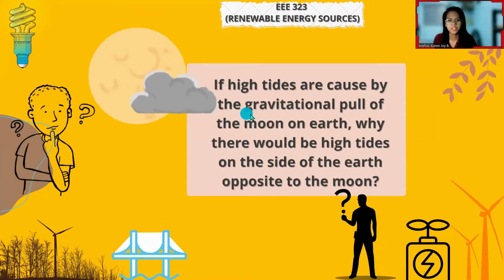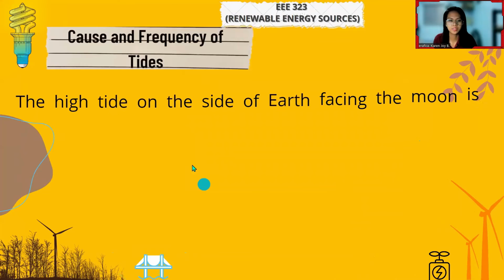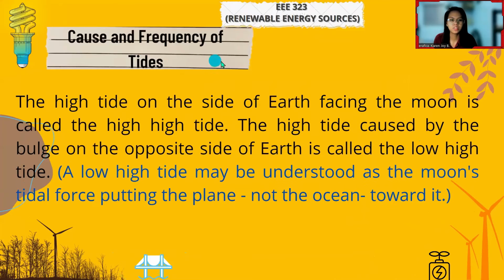If high tides are caused by the gravitational pull of the moon on Earth, why would there be high tides on the side of the Earth opposite to the moon? So bakit nga ba meron pa ring high tides sa position ng opposite to the moon? So here is the answer. Cause and the frequency of tides. The high tide on the side of Earth facing the moon is called the direct high tide.